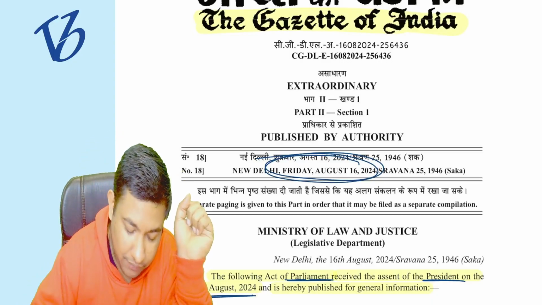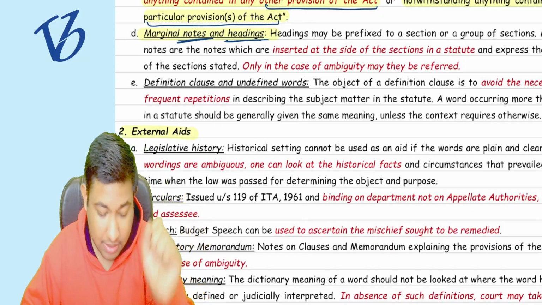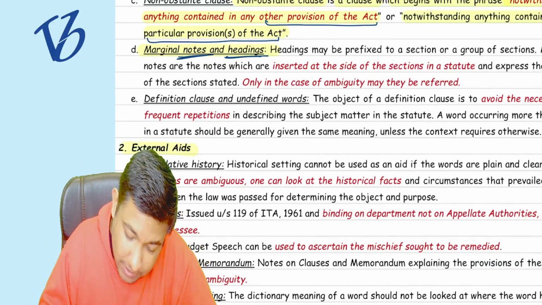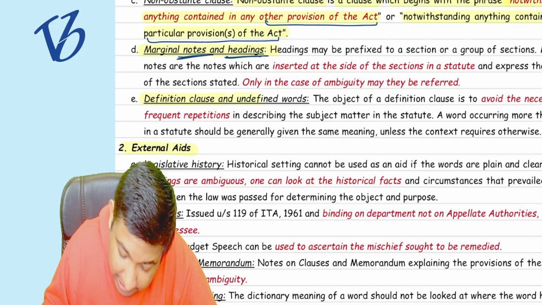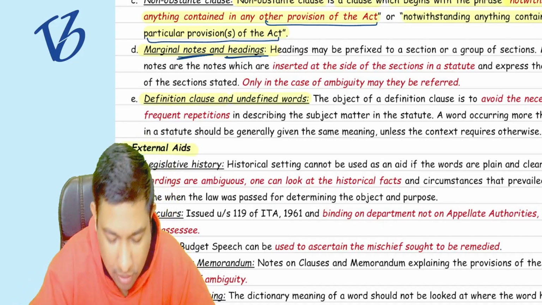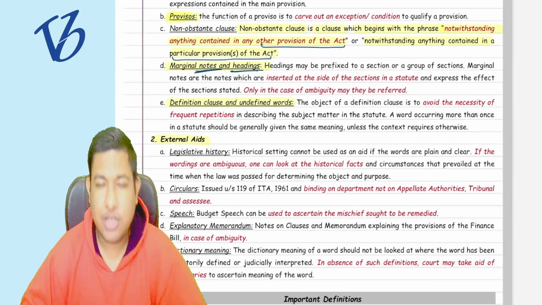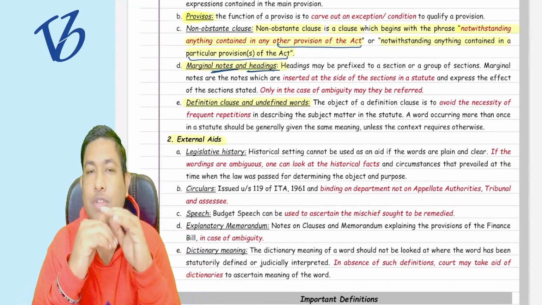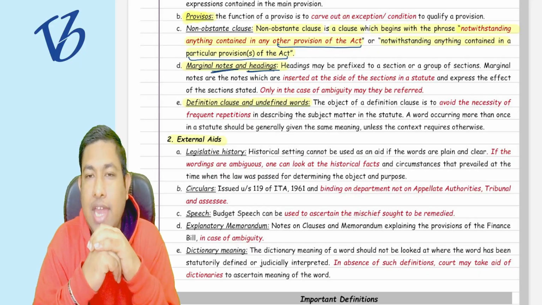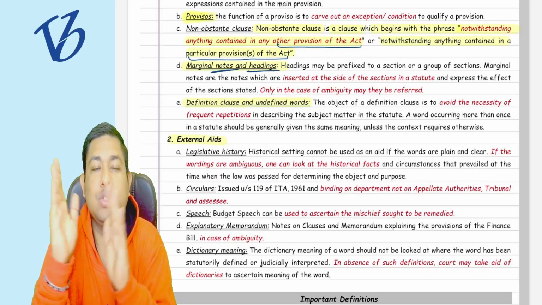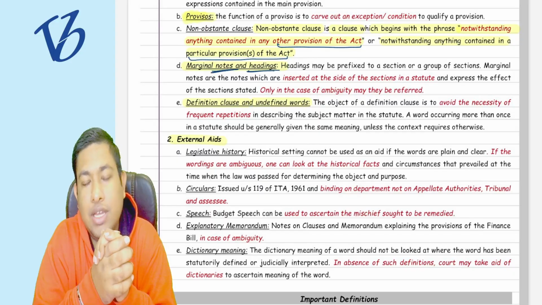Okay, now we are moving ahead. Coming to the next part, that is the definition clause and the undefined words. What does it say? See, usually section 2 of the act defines the words that are used in the different parts of the act.